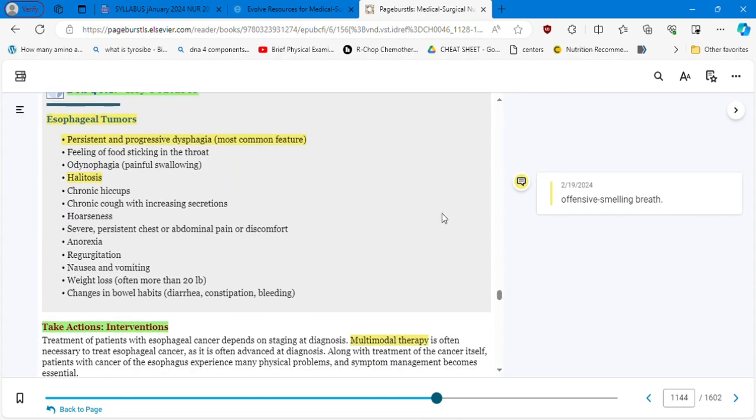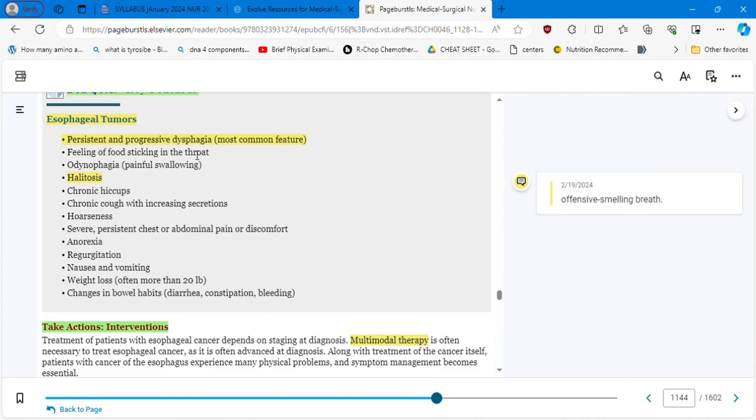Key features of esophageal tumors: persistent and progressive dysphagia, the most common feature as we described before, halitosis, which is an offensive smelling breath, odynophagia, painful swallowing. Look at all the terms that we are learning, and you really need to master them when you present the report to the following nurse or the primary healthcare provider. The patient is coming for the first visit to the gastroenterologist, presenting with halitosis, complaining of odynophagia, dyspepsia, dysphagia, this and that. You need to master this, okay?